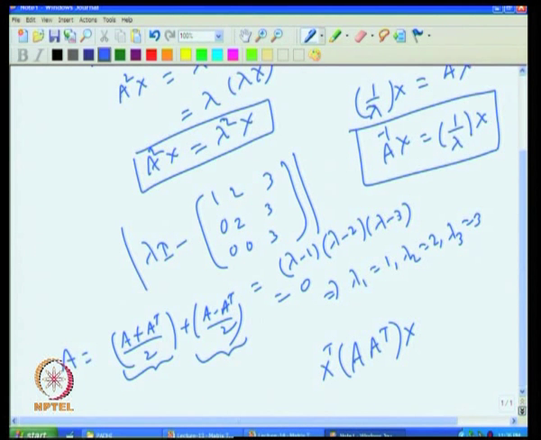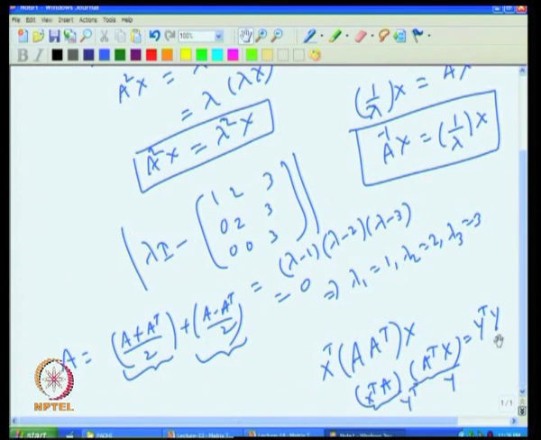Okay, you can tell this is nothing but x transpose A into A transpose x, and one is the transpose of the other. Suppose this is y, then this is y transpose. So this is equal to y transpose y, that means it is something like y1 square plus y2 square plus y3 square.